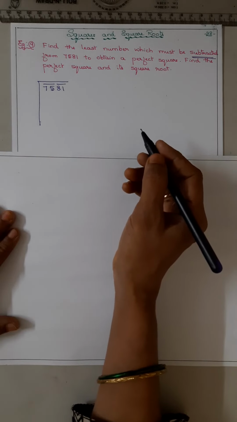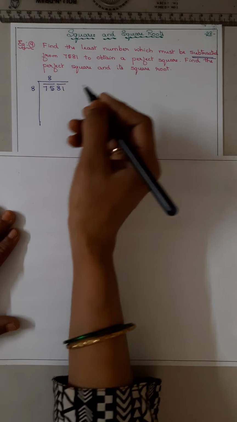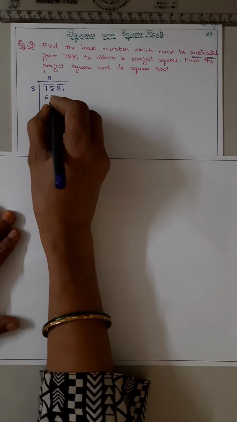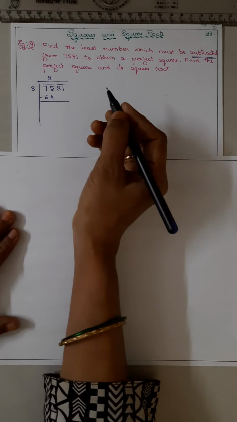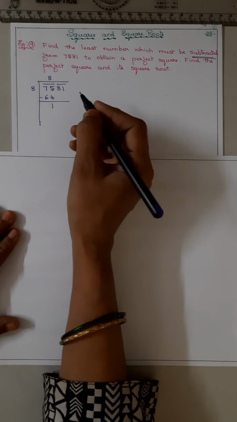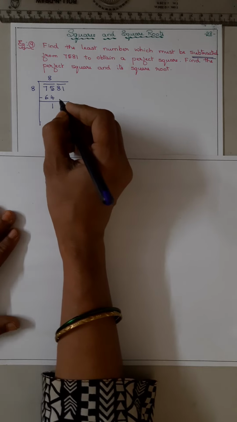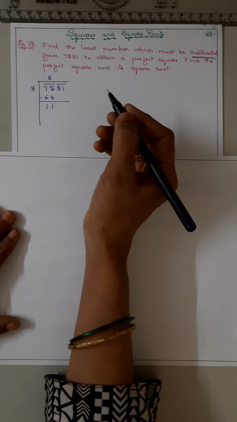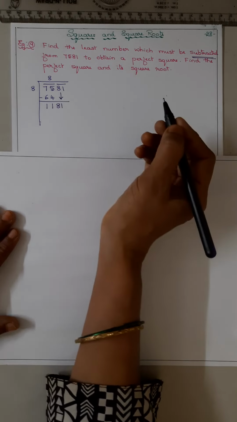75. It is 8 8s are 64. Hope you remember the long division method. We have done already. 8 8s are 64. When you subtract, 5 minus 4 is 1, 7 minus 6 is 1. So you got 11. Now bring 81 down.